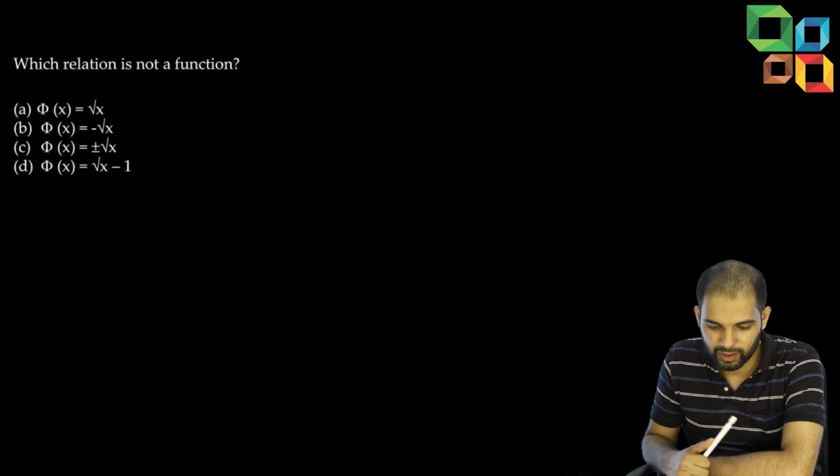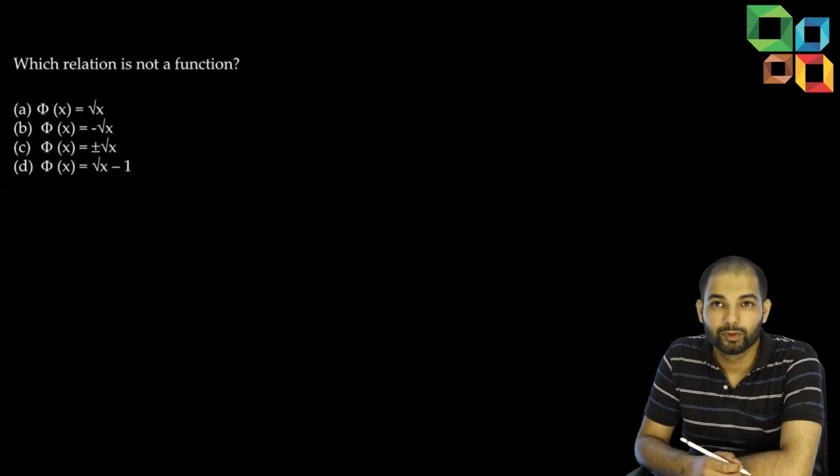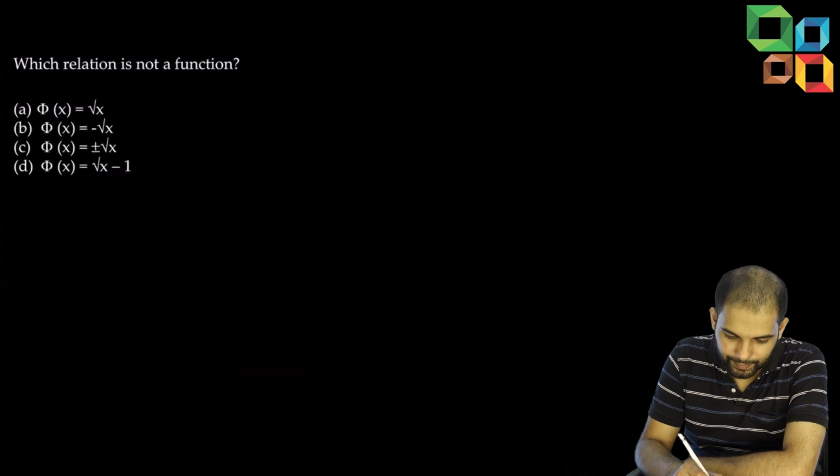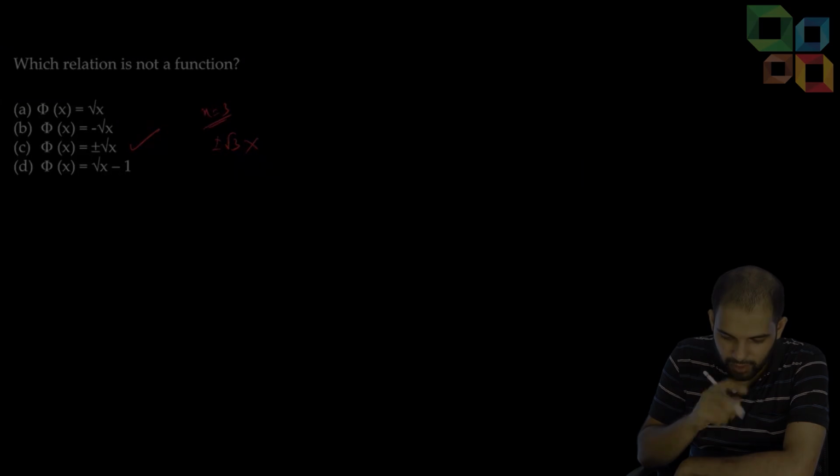Next, which is not a function? I think I've already discussed this. So, what's your answer? Clearly C. C is not a function. Because you take any value, you take 3, you're getting plus or minus root 3. So x equal to 3 I take, I'm getting two outputs, not a function. So C is not a function.